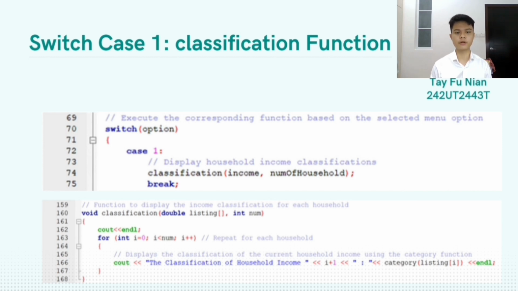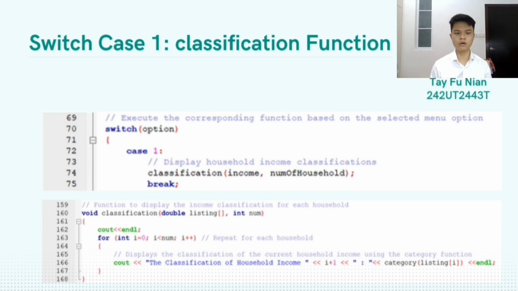For case 1, the program calls the classifications function, passing two arguments: income, an array containing households' income data, and the number of households, the total number of households in the array. After the function is executed, the break statement ensures the program exits the switch block, preventing further cases from being executed. After that, the for loop is the same thing as Jiaqi discussed already.